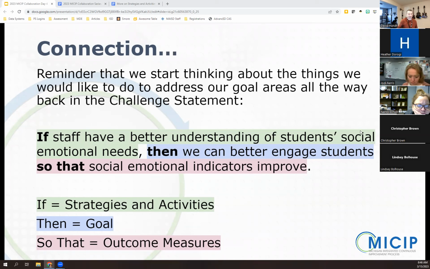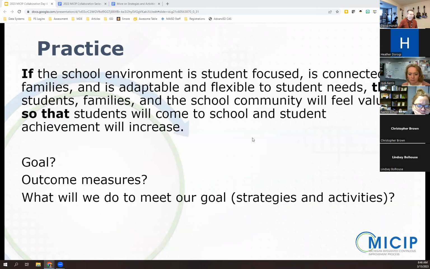So I have a little practice thing here. I grabbed this from a district that I was working with recently, and this was the challenge statement that they wrote. So I'm going to give everybody a second to read that. So in this case, you can use the chat, or you could unmute if you wanted to. What would our goal likely be written around in this case?